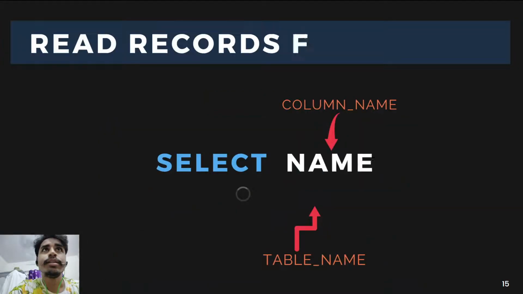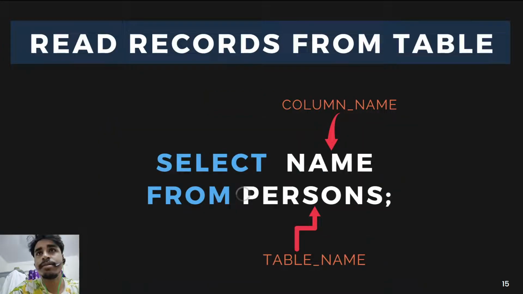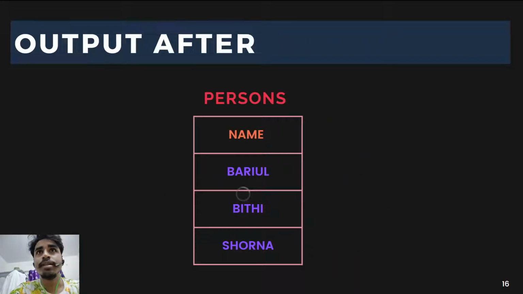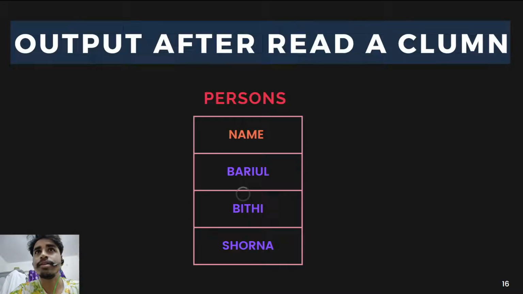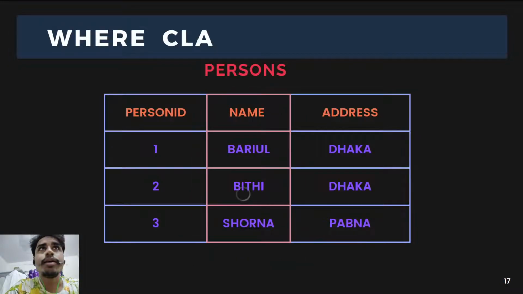Now let's see read records. For reading records, it's very easy. We will select the column name, then from which table, from the person table, definitely. Let's see after running this query, only the name column of the person table will be shown, and other columns won't be viewed.